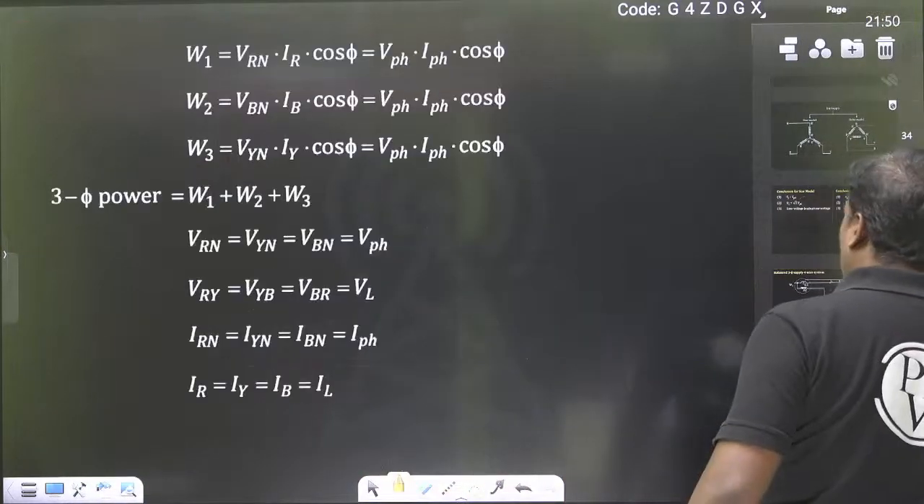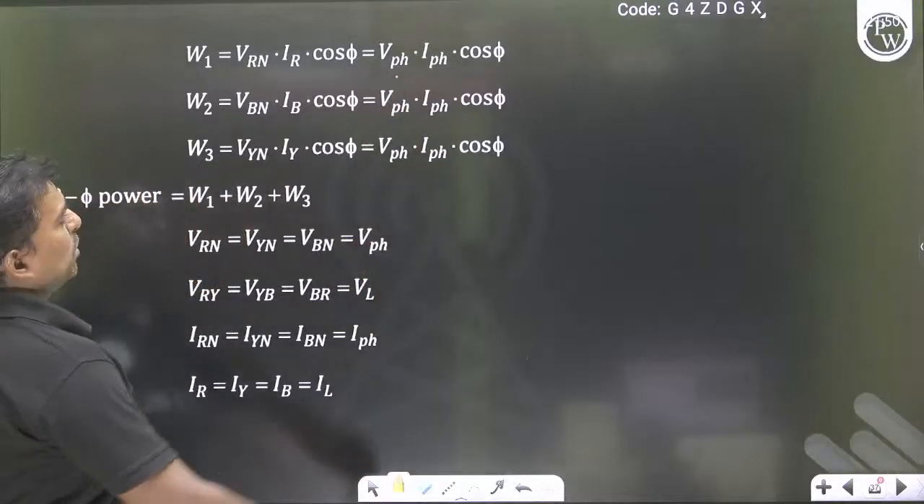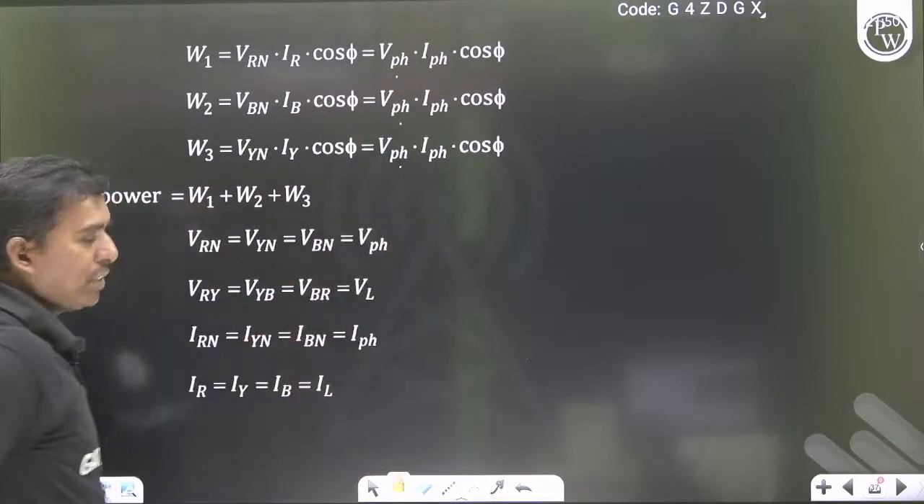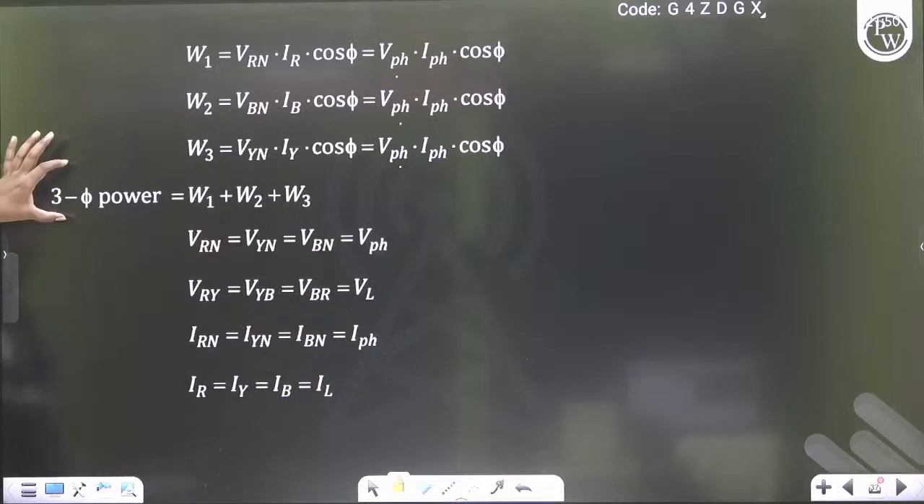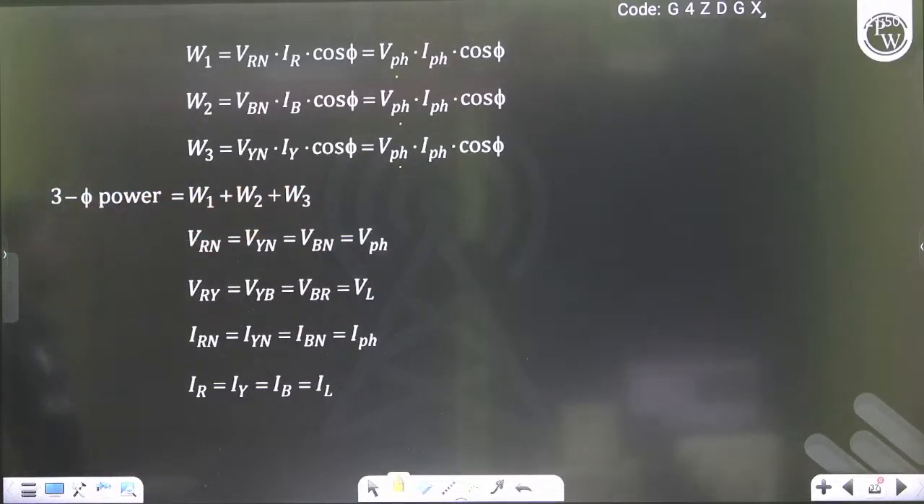So you know the reading of wattmeter 1 is VPH IPH cos phi. The reading of wattmeter 2 is VPH IPH cos phi. The reading of wattmeter 3 is VPH IPH cos phi. So the total 3-phase power will be W1 plus W2 plus W3. So it will be 3 VPH IPH cos phi.